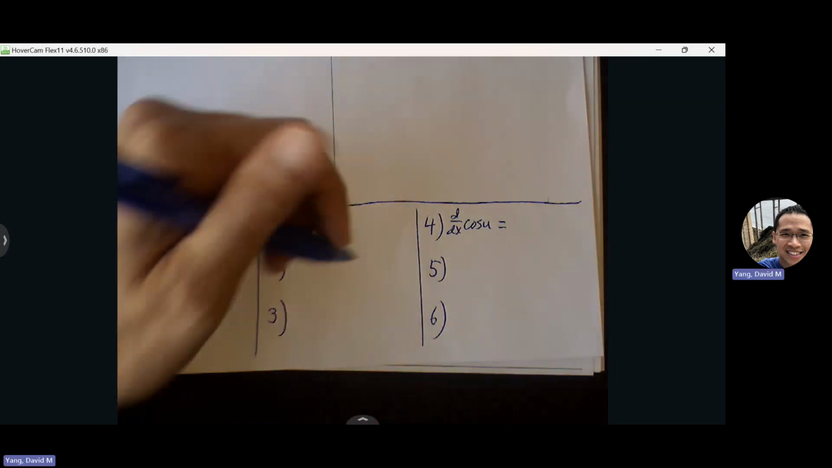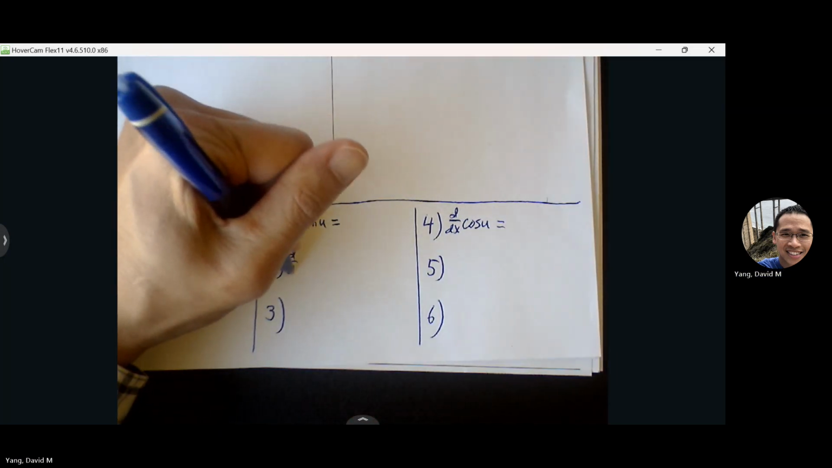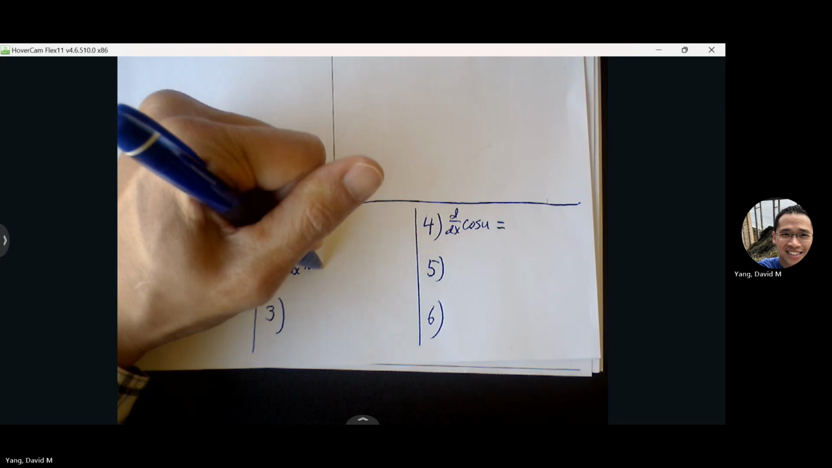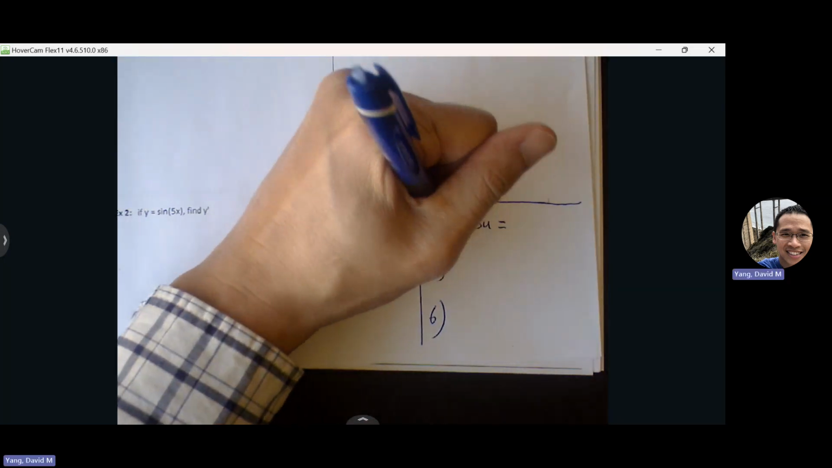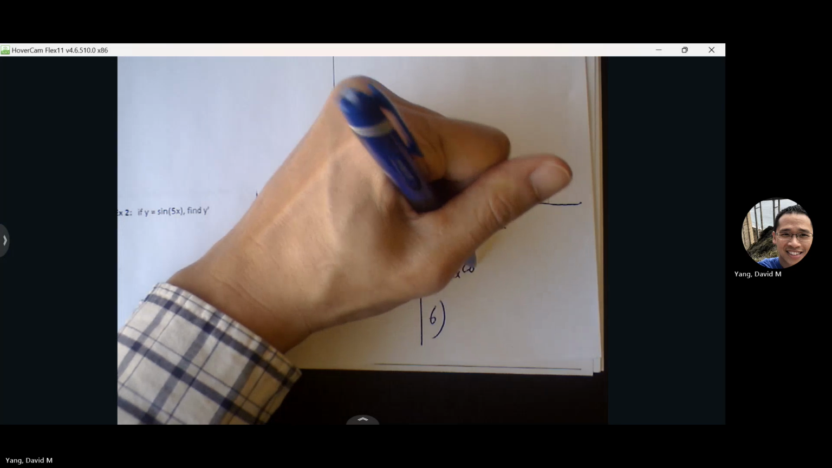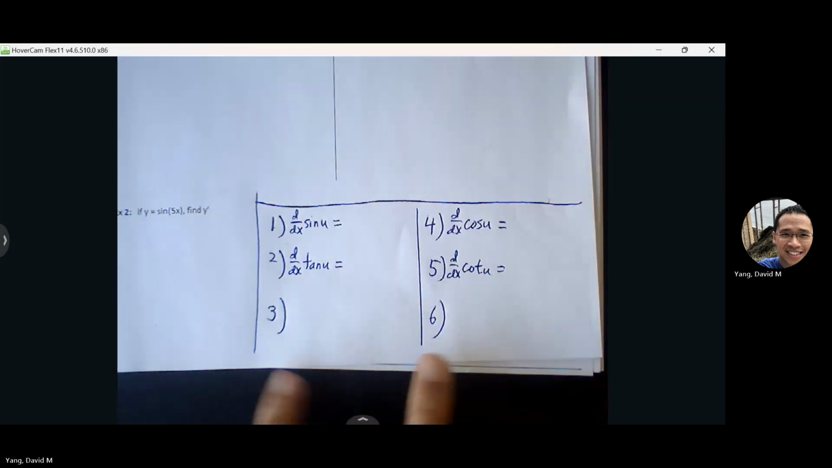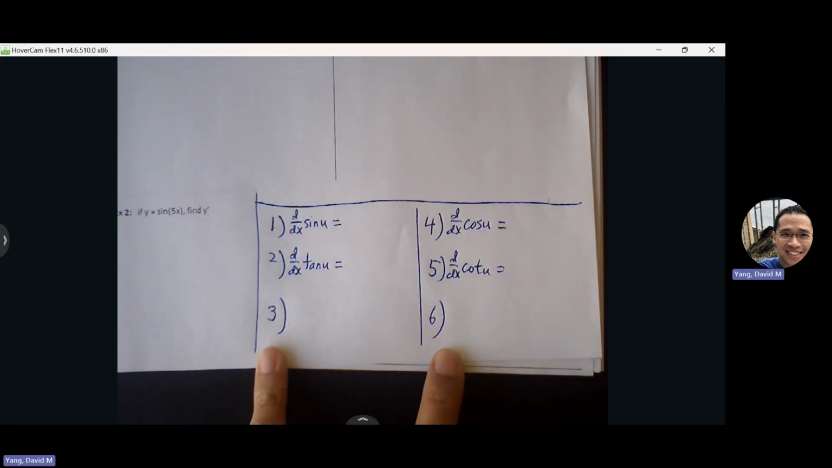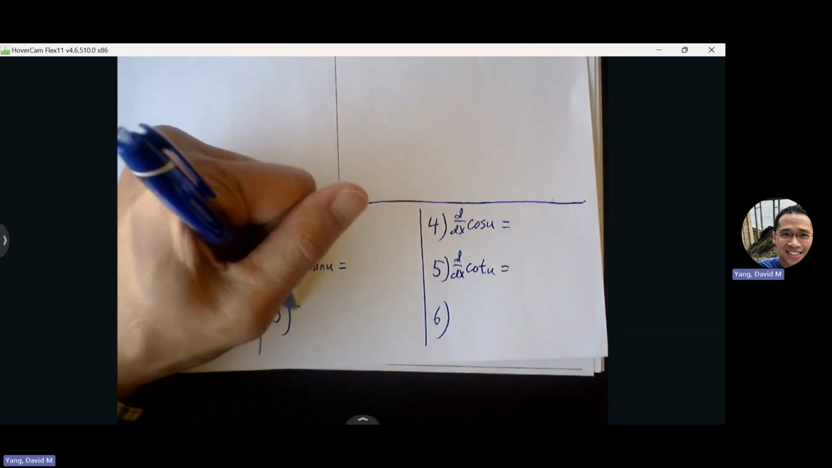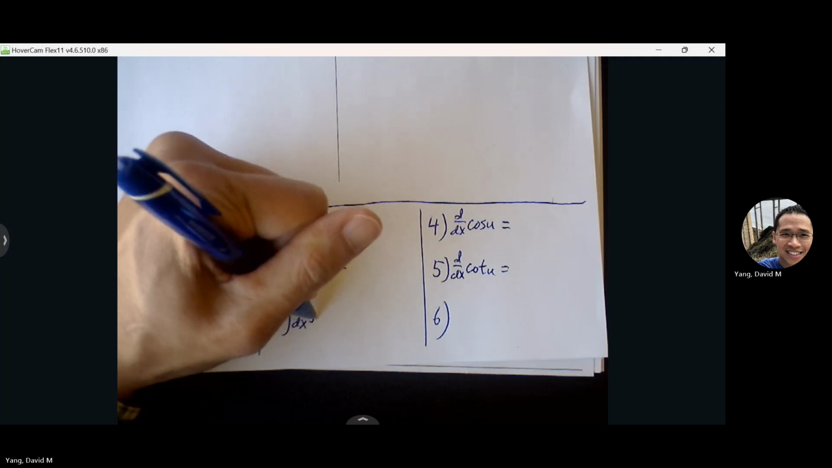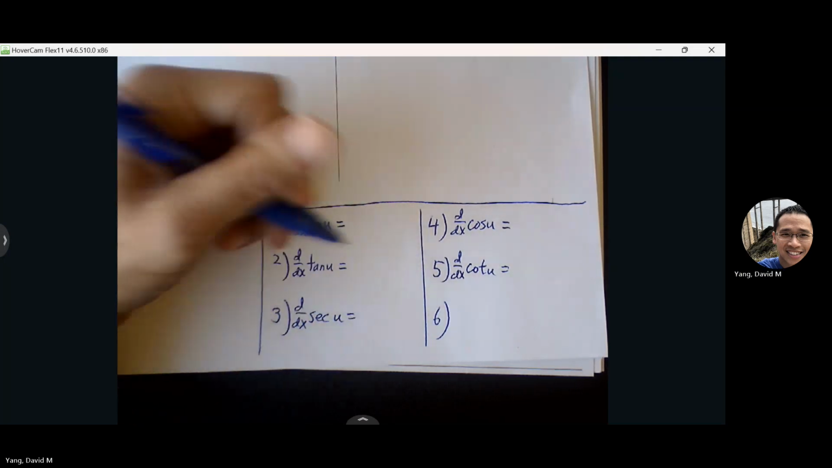Under sine, you're going to put tangent. Across from tangent, you're going to put cotangent. And then the last row are the least commonly used ones, which is cosecant and secant. But we'll do secant first here. So secant. And then cosecant.